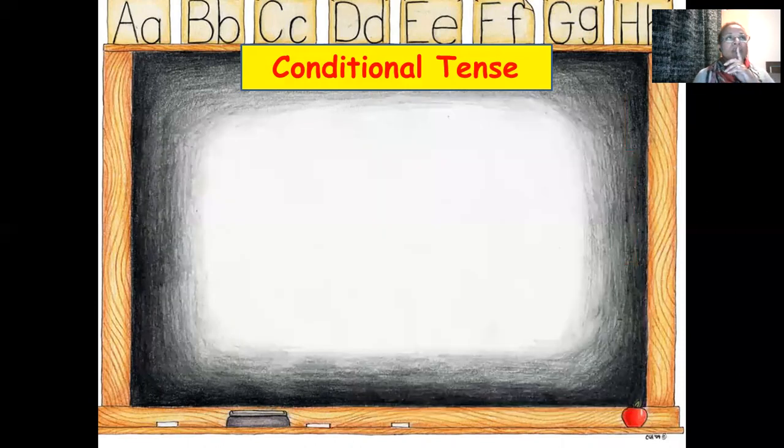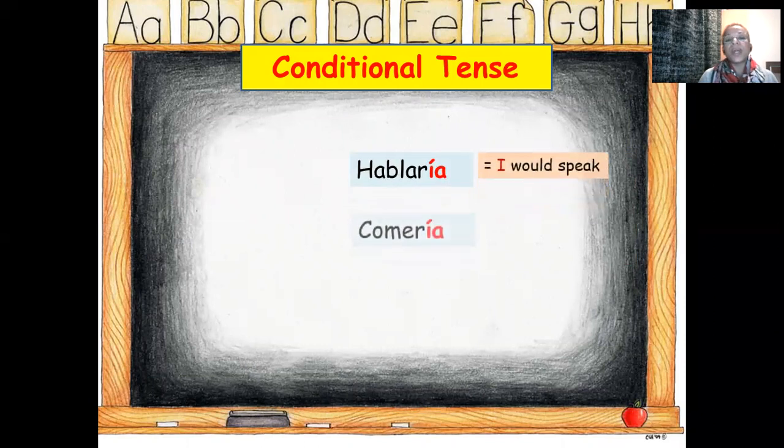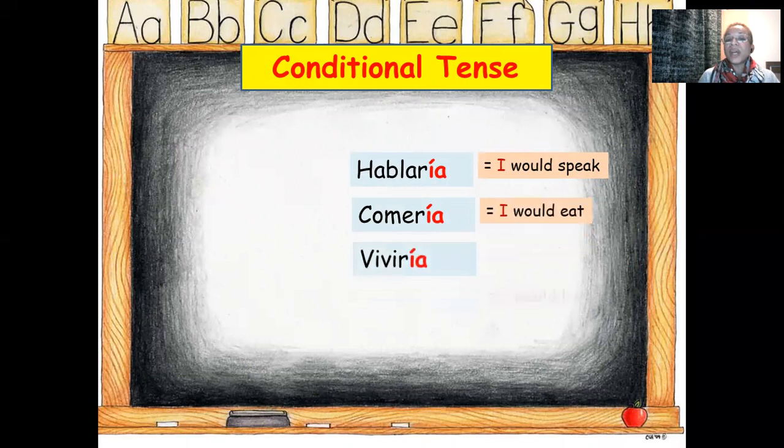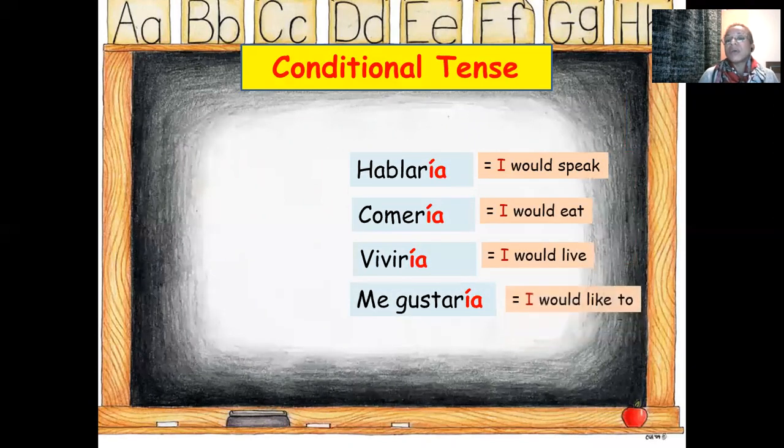Now, we have just said that you use the conditional using me gustaría. That is one verb that you can use, but you can use other verbs, okay? So you've got hablaría, I would speak, comería, I would eat, viviría, I would live, me gustaría, I would like to. Okay, so you know that.